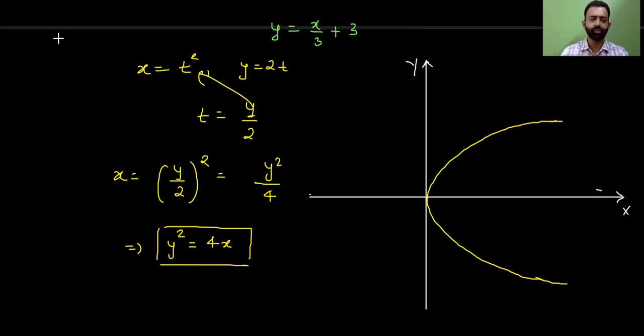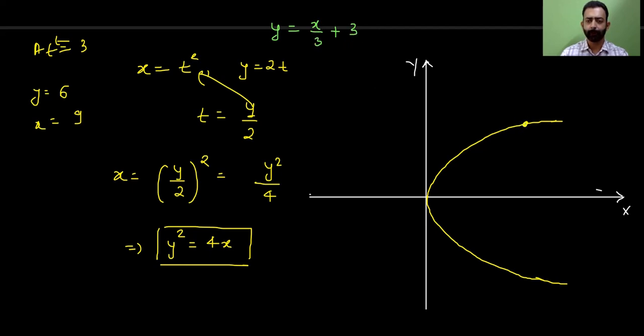So at t equal to 3, what were the x and y coordinates? Let us quickly find that also. So at t equal to 3, the y coordinate is 2t, which is 6, and x coordinate is 9. Okay, so let us take my x coordinate as 9 and y as 3 here, and here I have to sketch the straight line y equal to x by 3 plus 3. As you can see here, the y intercept is 3.